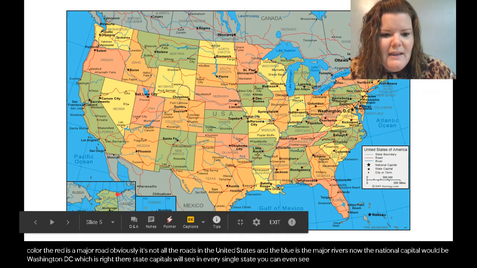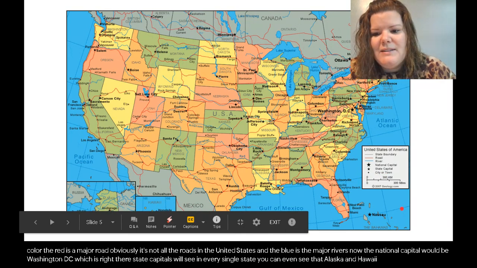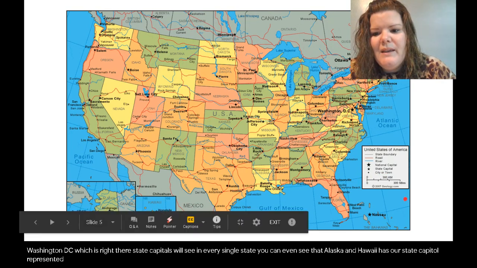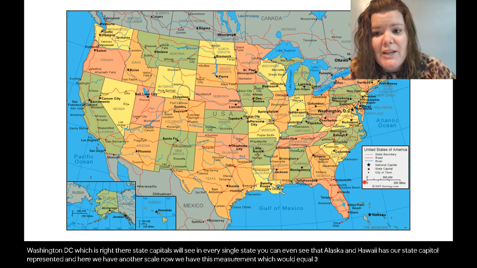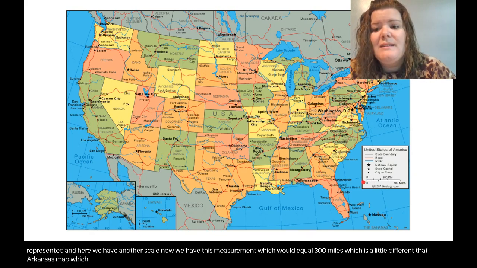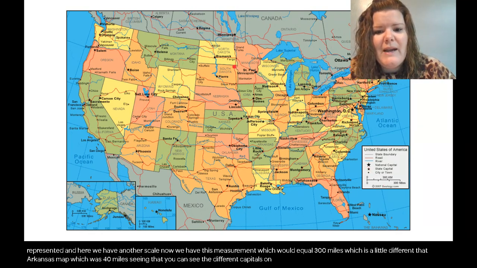You can even see that Alaska and Hawaii have their state capitals represented. And here we have another scale. Now we have this measurement, which would equal 300 miles, which is a little different than our Kansas map, which was 40 miles. So it's pretty interesting that you could see the different capitals on this map.